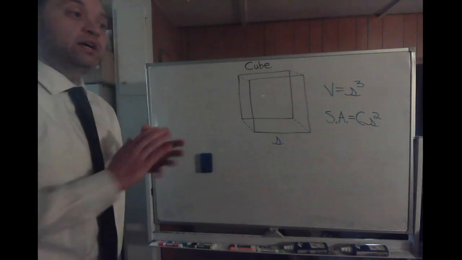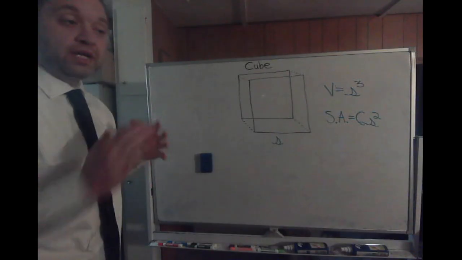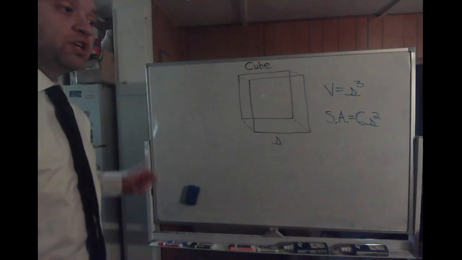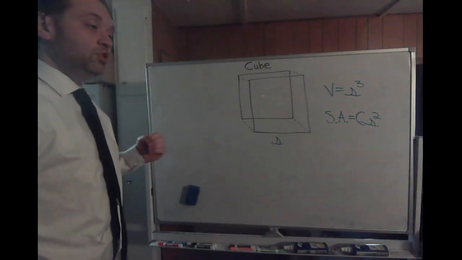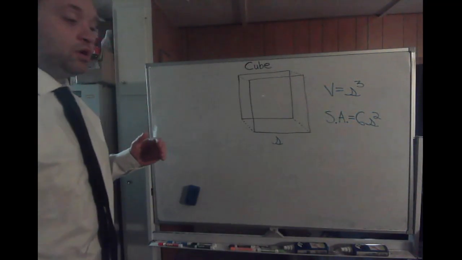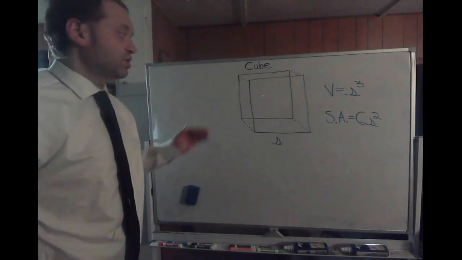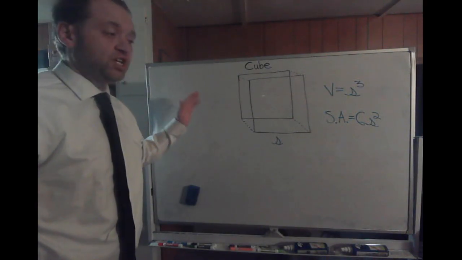So today we are starting the unit on 3D solids. We're going to talk today about cubes. A cube is a type of prism, which the next lesson will be on prisms in general, but today we're starting with the easiest type of prism, which is a cube.